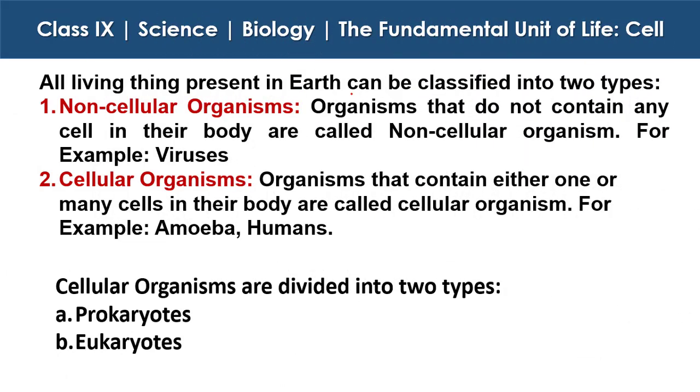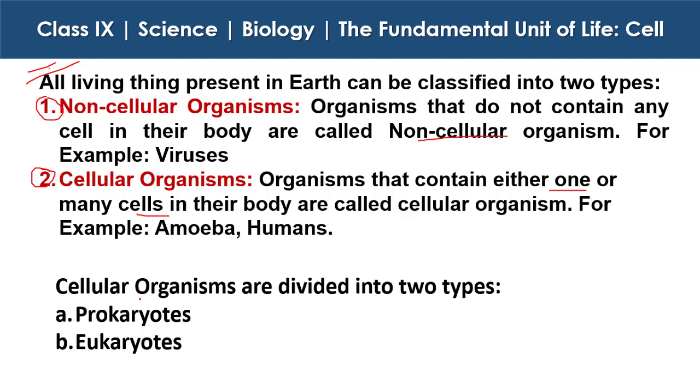All living things present on Earth can be classified into two types. First is non-cellular organisms and second is cellular organisms. Organisms that do not contain any cell in their body are called non-cellular organisms, for example, viruses. Organisms that contain either one or many cells in their bodies are called cellular organisms, for example, amoeba, humans, bacteria, etc.